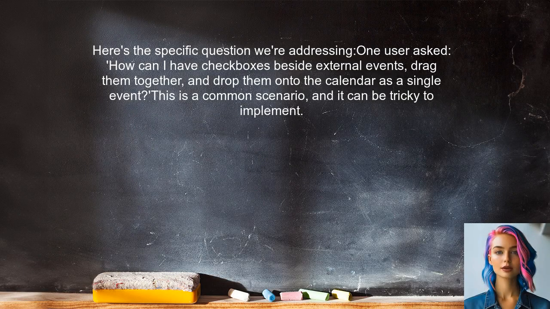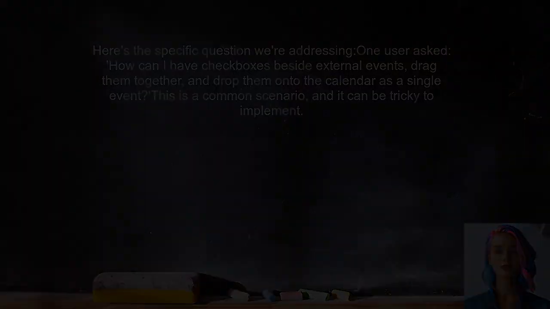Let's take a closer look at the specific question at hand. One user asked, "How can I have checkboxes beside external events, drag them together, and drop them onto the calendar as a single event?" This is a common scenario, and it can be a bit tricky to implement. So let's explore how to tackle this.